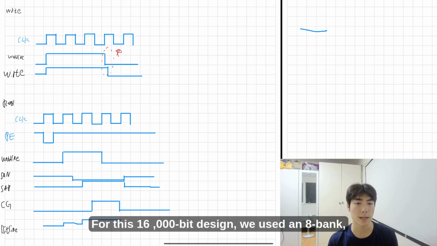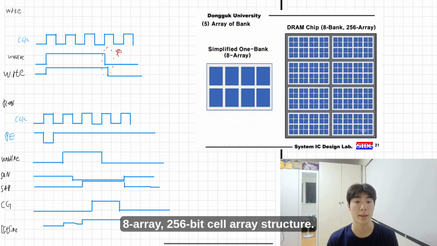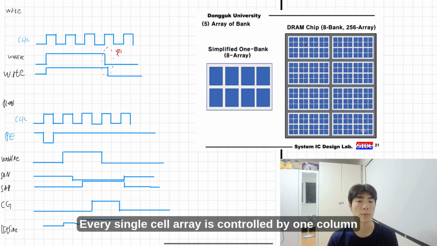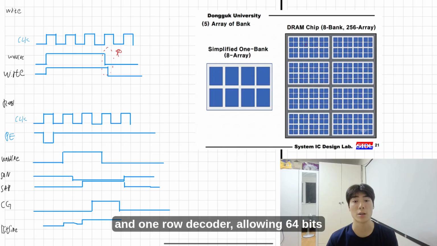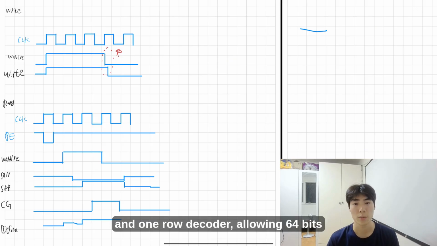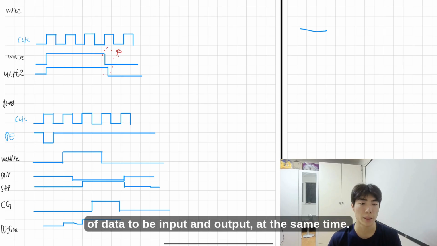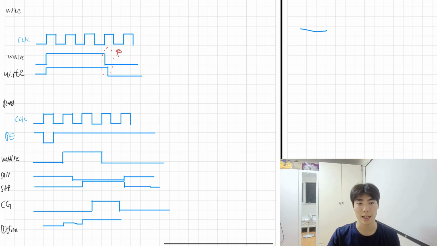For this 16,000-bit design, we used an 8-bank 8-array 256-bit cell array structure. Every single cell array is controlled by one column and one row decoder, allowing 64 bits of data to be input and output at the same time.